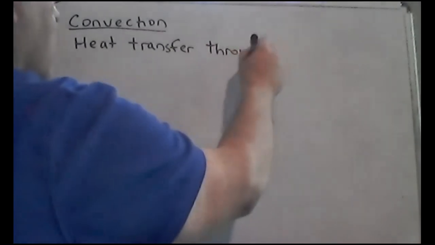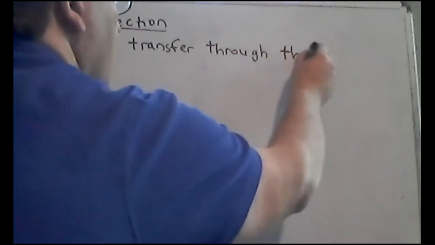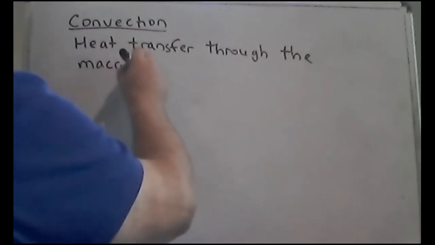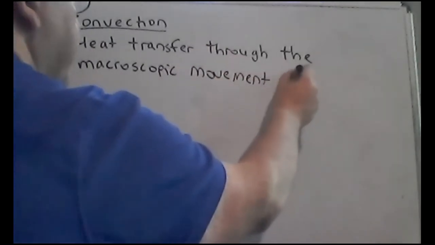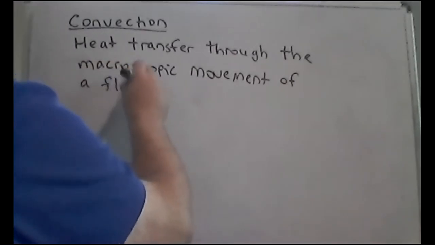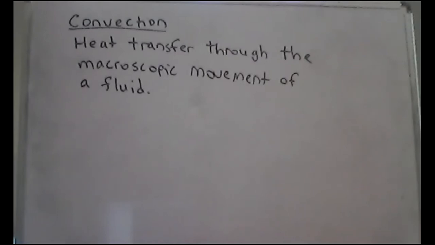So remind ourselves, convection is heat transfer through the macroscopic movement of a fluid. And as I said, weather systems, some ovens, and forced air furnaces work through convection. You're essentially taking a mass of fluid at a higher temperature than another mass of fluid or a surrounding area, and heat transfer occurs.